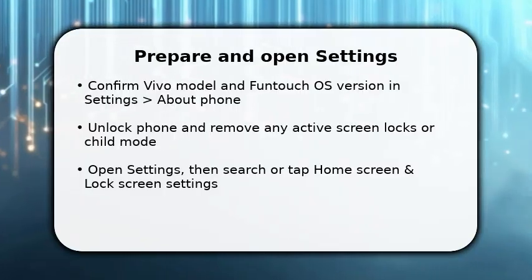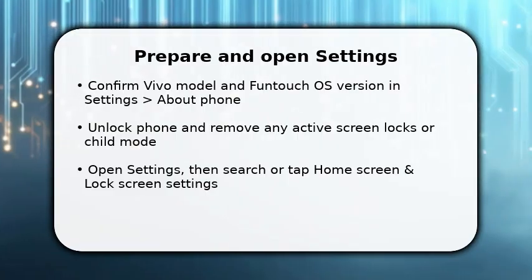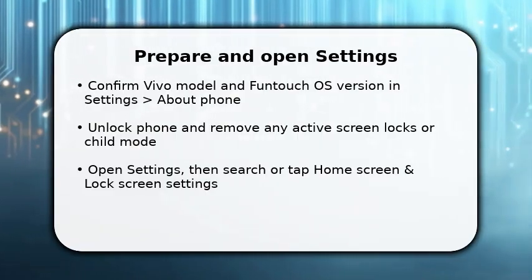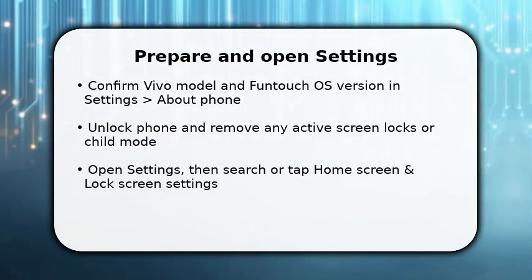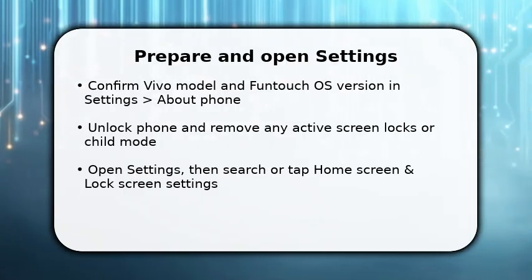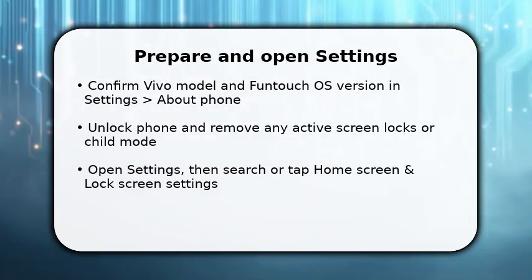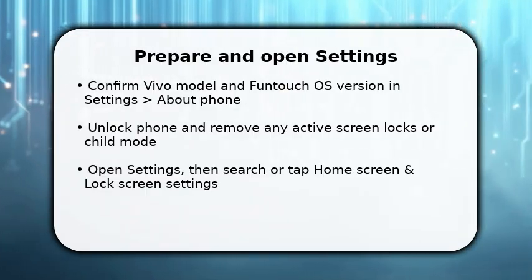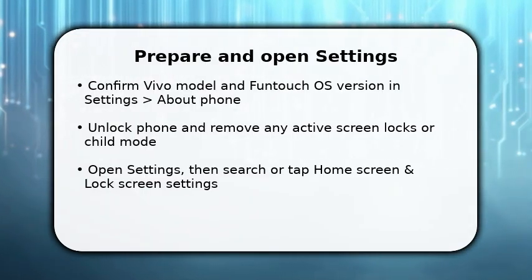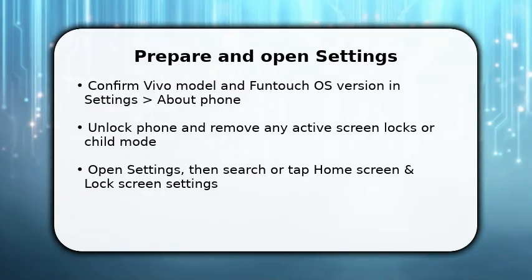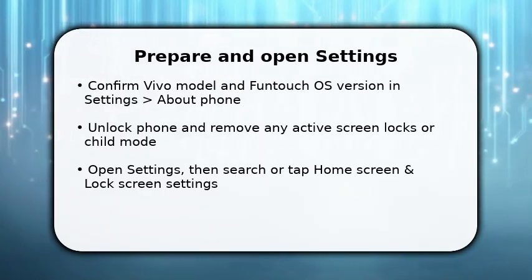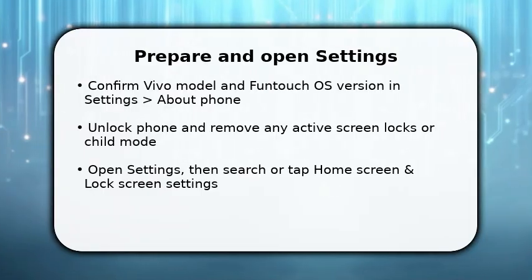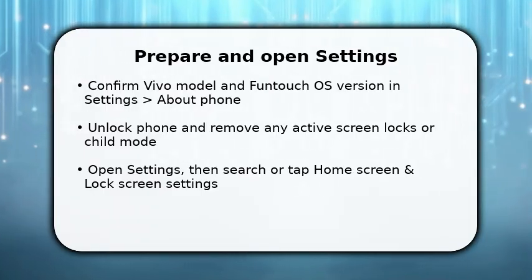You start by confirming your Vivo model and FunTouch OS version to ensure the steps match. This avoids surprises. Once done, make sure your device is unlocked and not in kid or guest mode. Next, open Settings and go directly to Home Screen and Lock Screen Settings. Search if you must. You need those menus visible now to change layout restrictions and access the home screen layout or app grid options without detours.